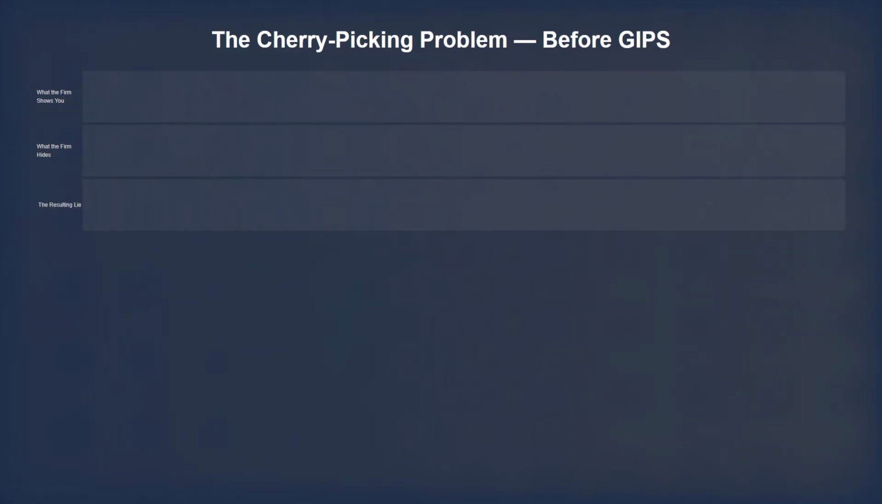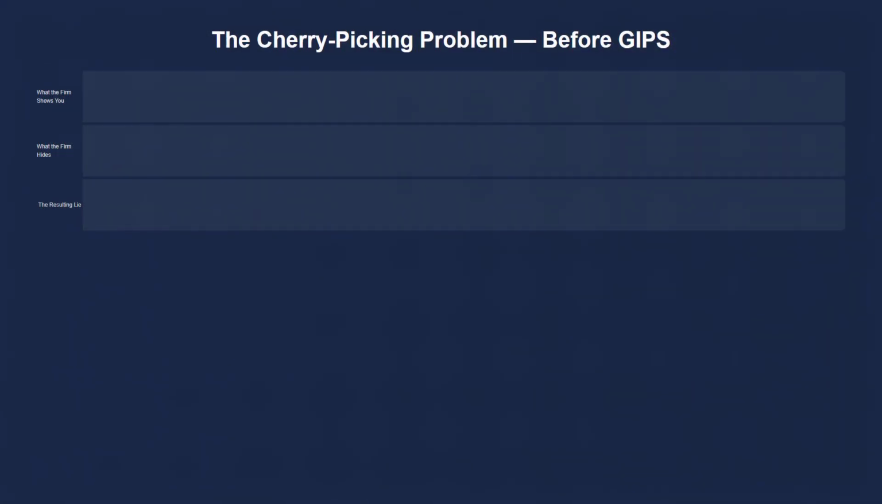Before GIPS existed, this was standard practice everywhere. That is the exact problem GIPS was created to solve.